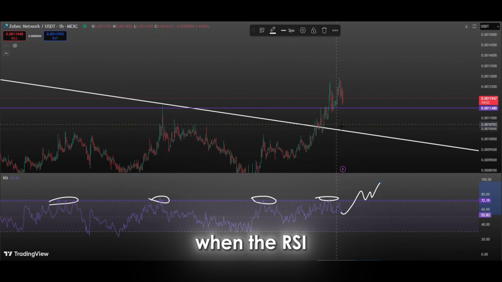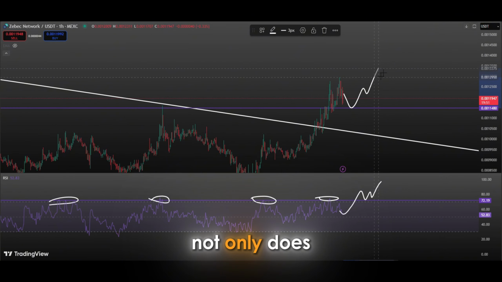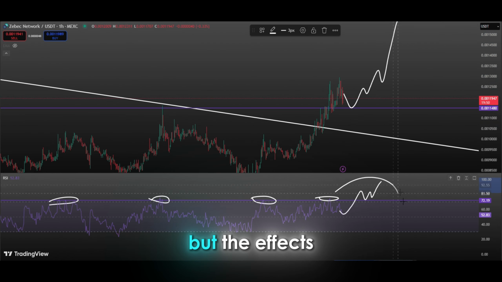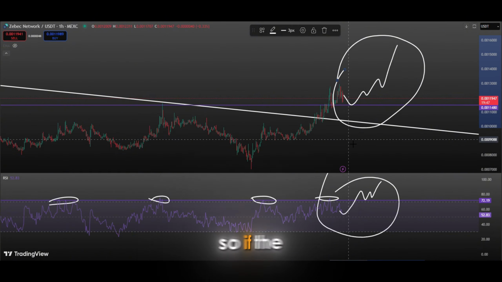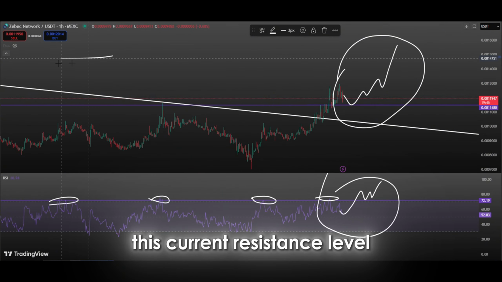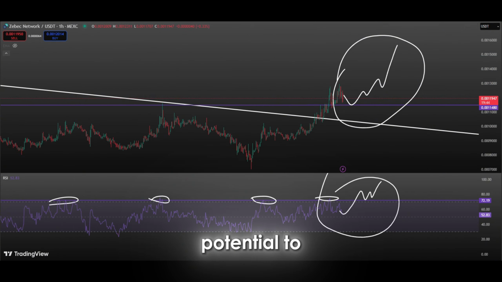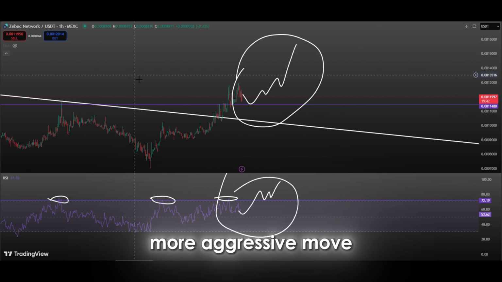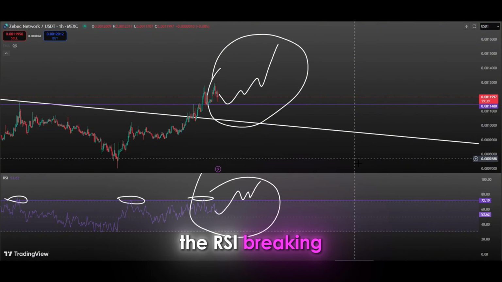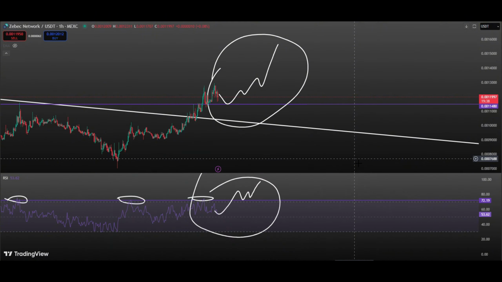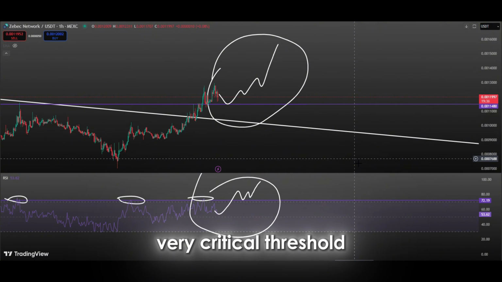In other words, when the RSI breaks a resistance, not only does the momentum increase, but the effects of this rising momentum can be felt directly on the price chart. So, if the RSI breaks through this current resistance level, it has the potential to result in a more aggressive move to the upside. As the price is currently positioned, the RSI breaking through this resistance shows that we are at a very critical threshold.